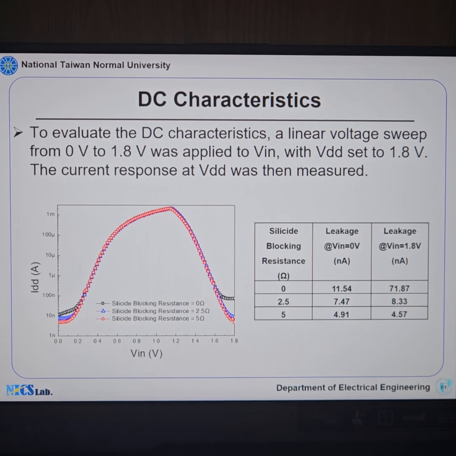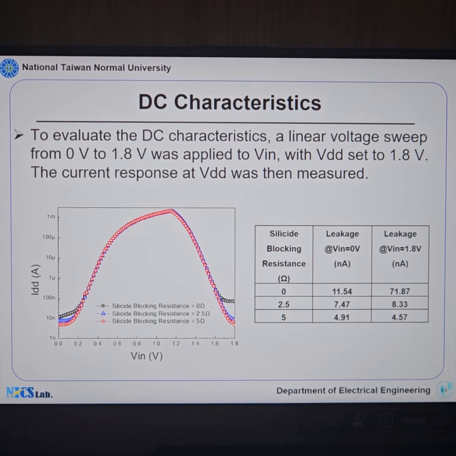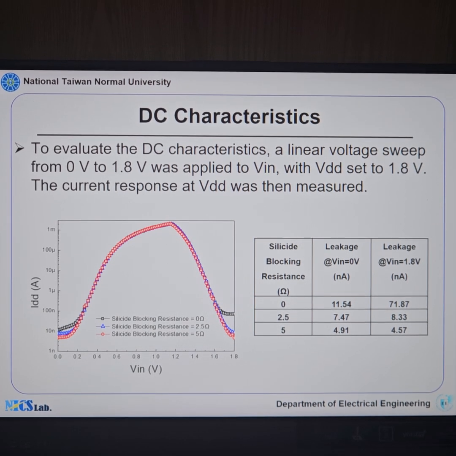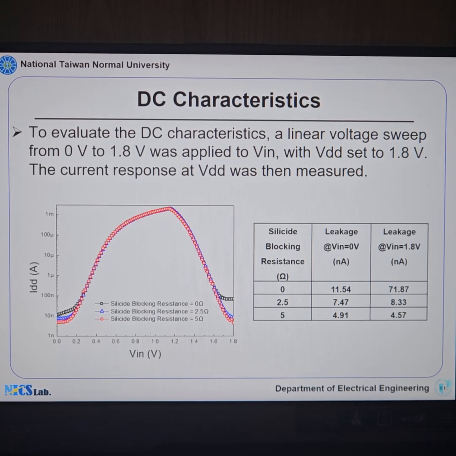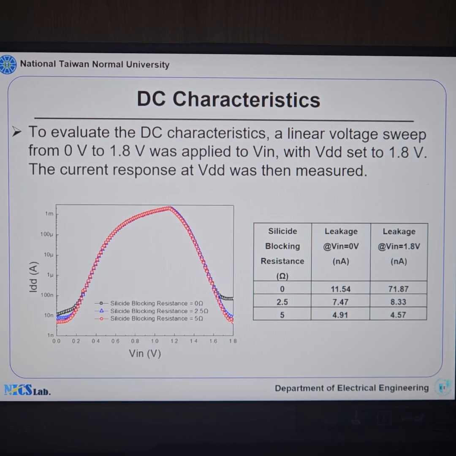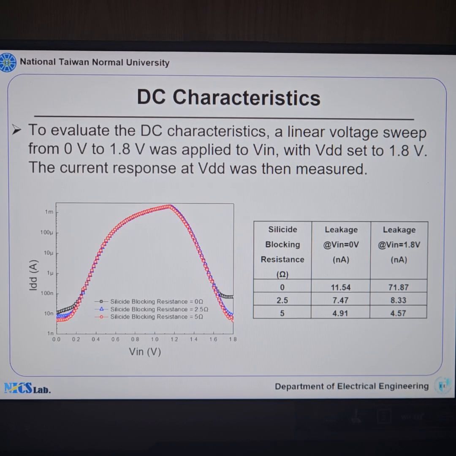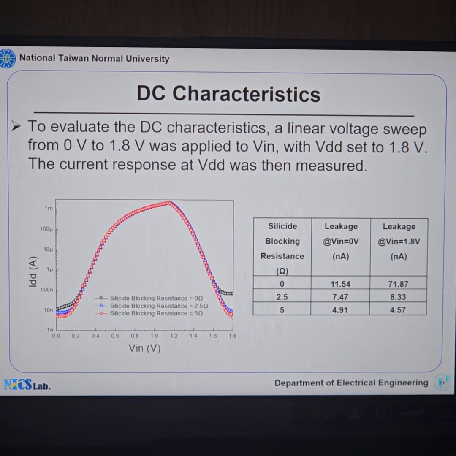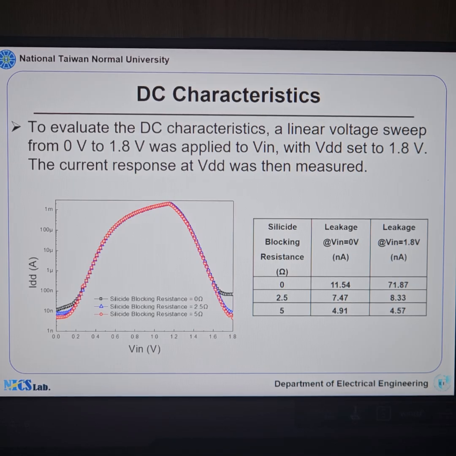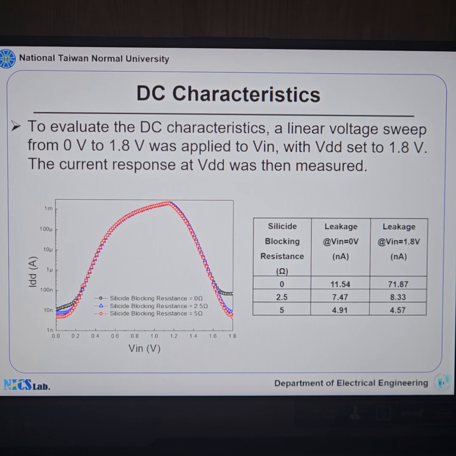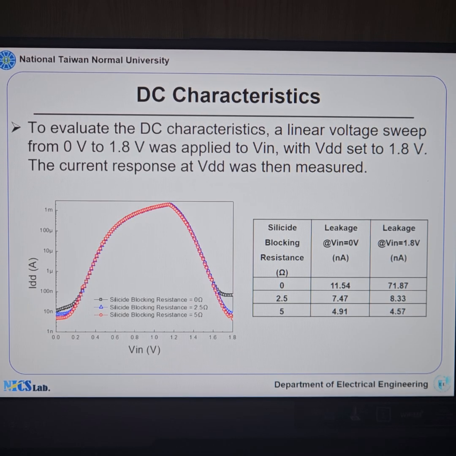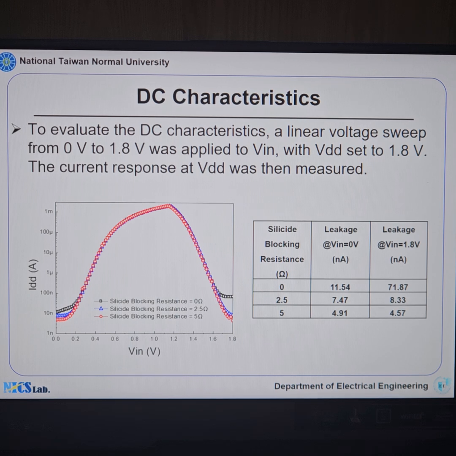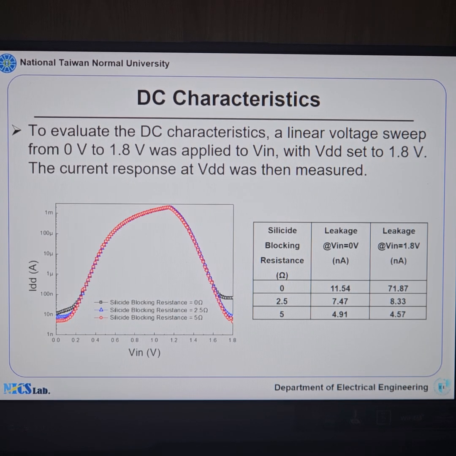We apply a linear voltage sweep from 0 to 1.8 volts to the input with VDD at 1.8 volts, and measure the current response at VDD. The results show the leakage decreases with increasing silicide blocking resistance, reaching as low as 4.57 nanoamperes at 5 ohms, showing that higher resistance helps reduce leakage current.